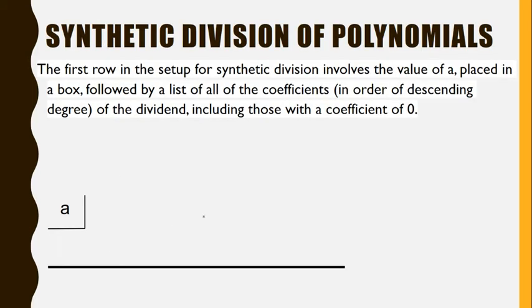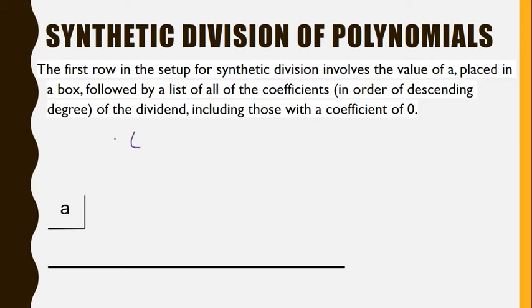So now we're going to move on to synthetic division, which is another way of dividing two polynomials. So the first row in the setup for synthetic division involves the value of a placed in a box, followed by a list of all of the coefficients in order of descending degree of the dividend, including those with a coefficient of 0. So we're going to have this box over here. We're going to put our value of a.